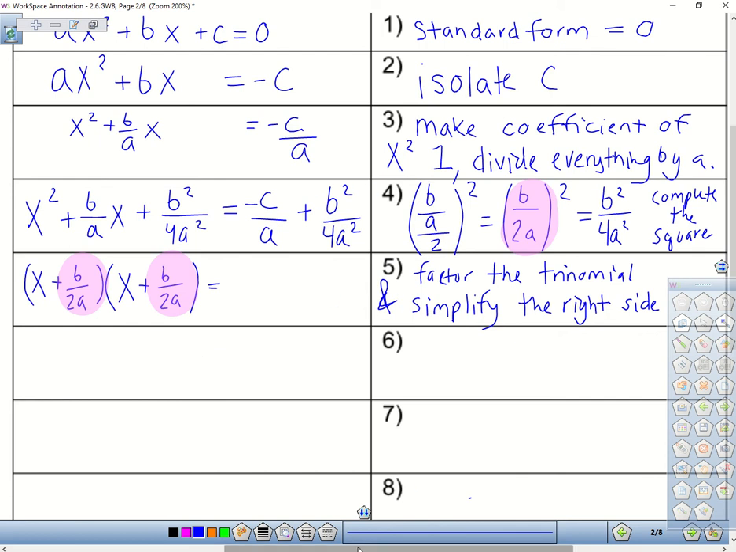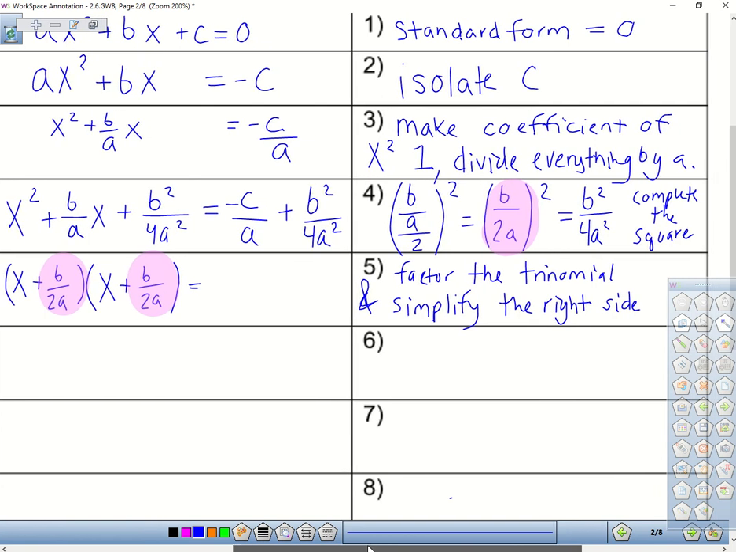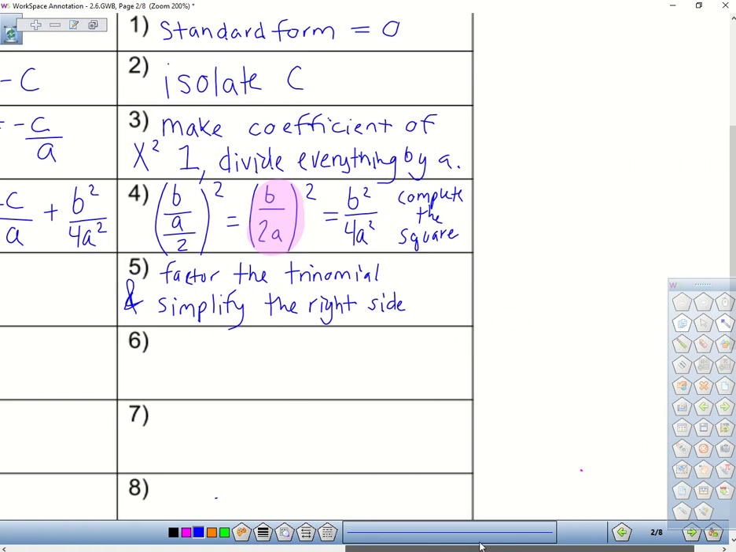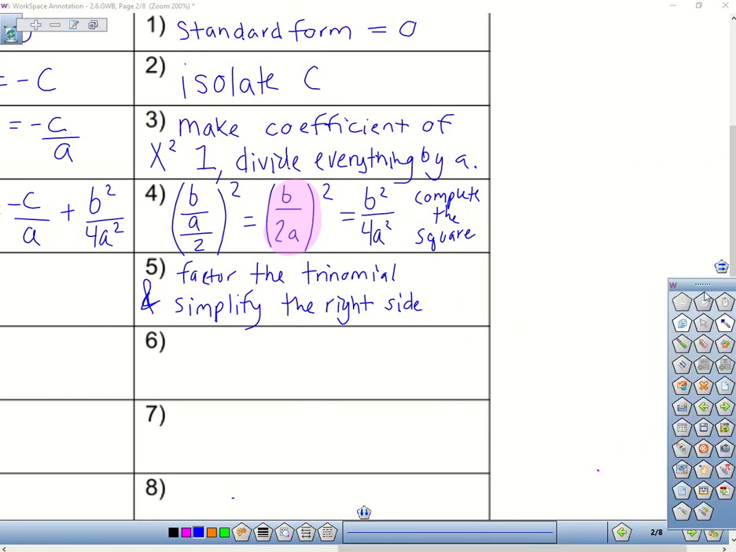So then on the right, I need to add those two fractions together. So I'm going to move over a little bit over here so I can do this work on the side, just so I have some room. So I'm going to try to add negative c over a plus b squared over 4a squared. So like we said, we need to get a common denominator, okay? So how can I get a to be 4a squared? What can I multiply a by?